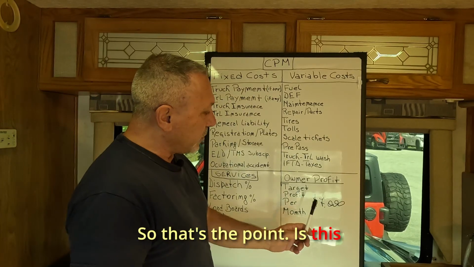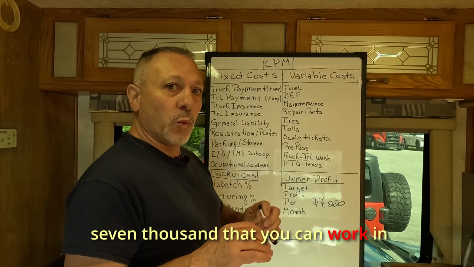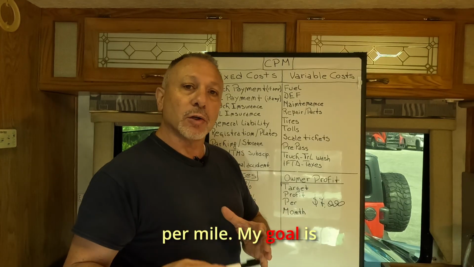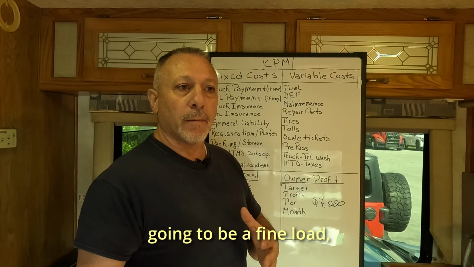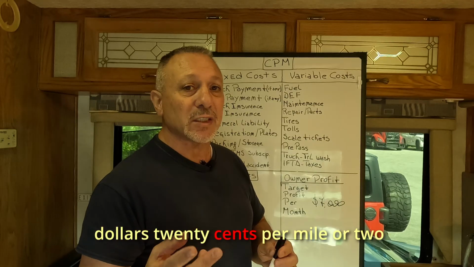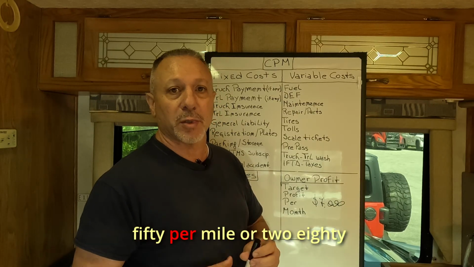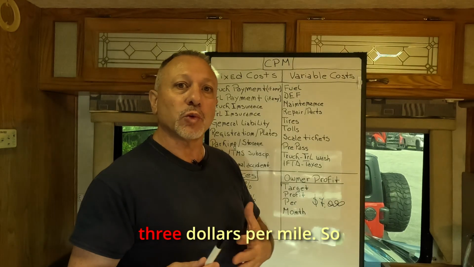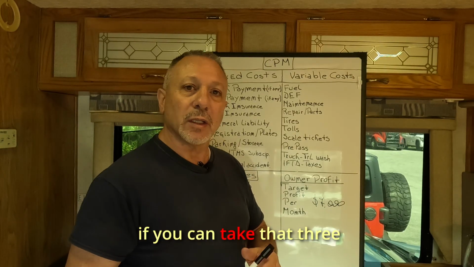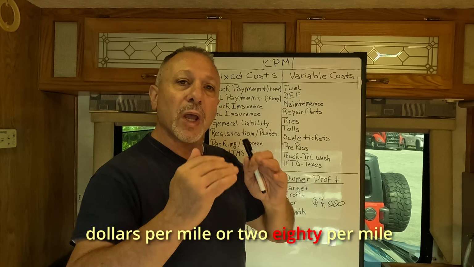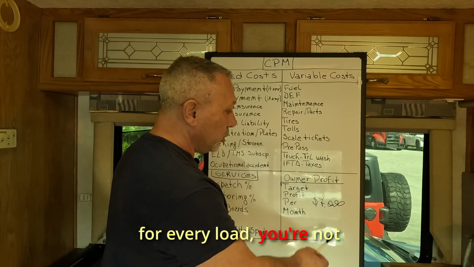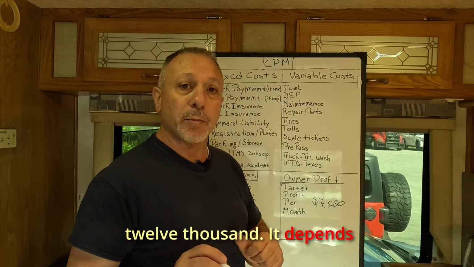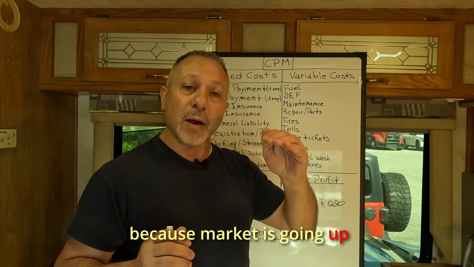So that's the point. If you can normally take home 7,000 with $2 per mile, my goal is gonna be to find loads at least $2.20 per mile, or $2.50 per mile, or $2.80 per mile. Sometimes you can get a load for $3 per mile. So if you can take that $3 per mile or $2.80 per mile for every load, you're not gonna get 7,000 at home. You're gonna get 10,000 or 12,000. It depends, because the market is going up and down.